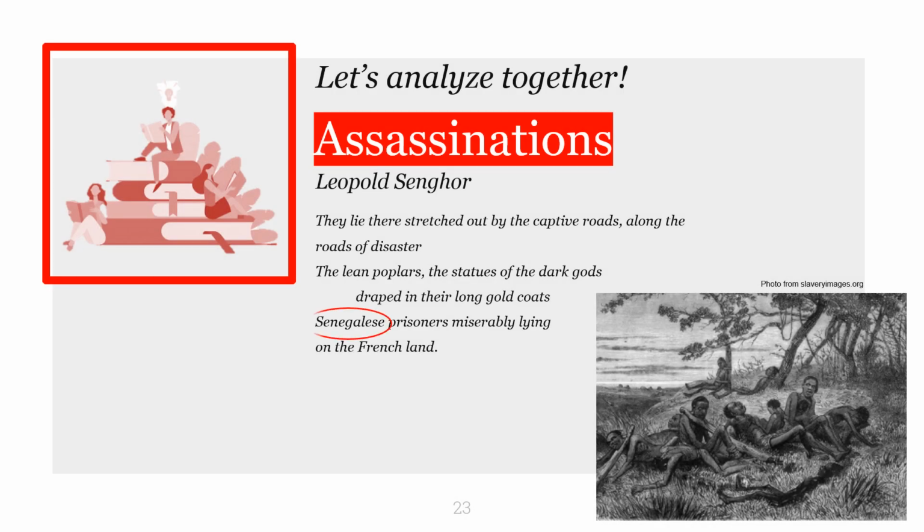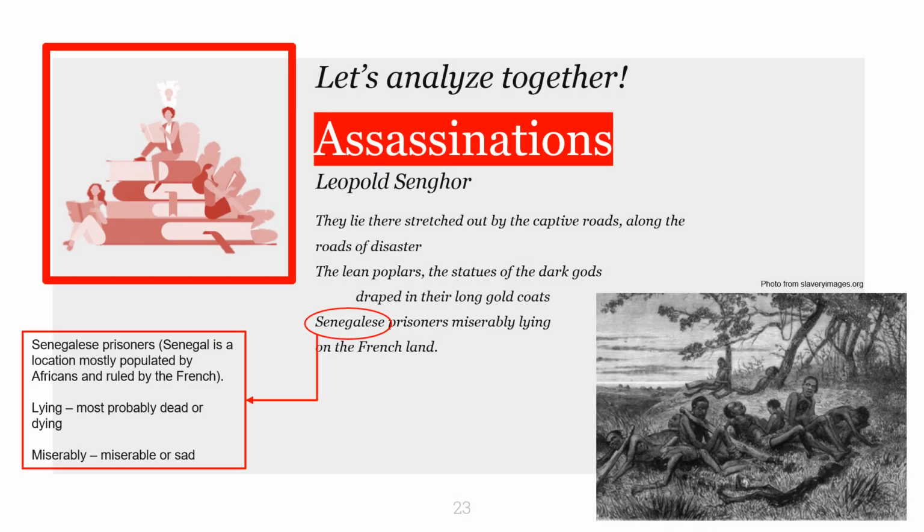And the last line, Senegalese prisoners. Senegal is a location mostly populated by Africans and ruled by the French. Now, Senegalese prisoners miserably lying on the French land. So again, it was already considered French land, mainly because this was colonized by the French around that time. And they were miserably lying.